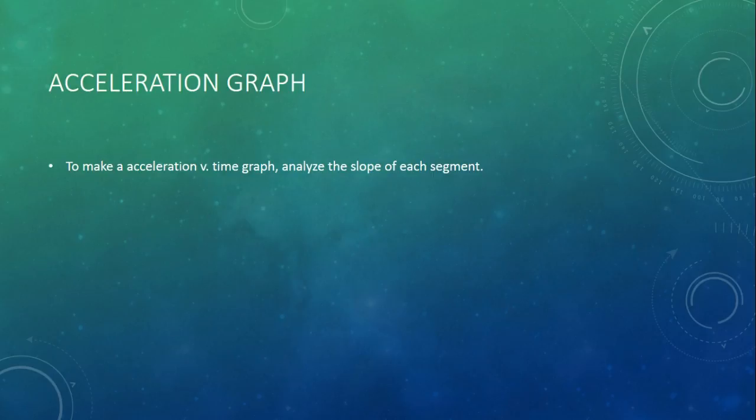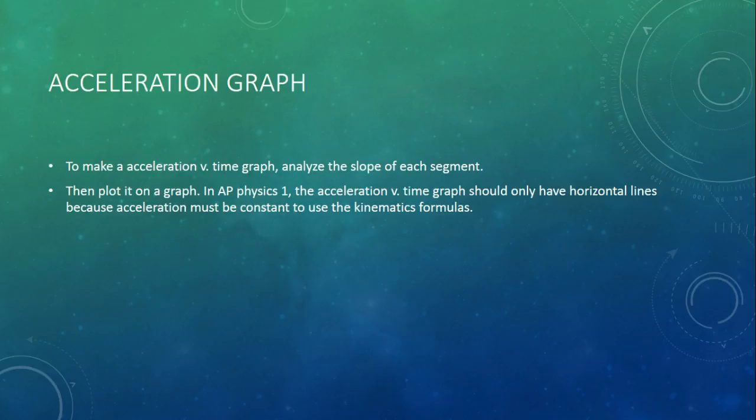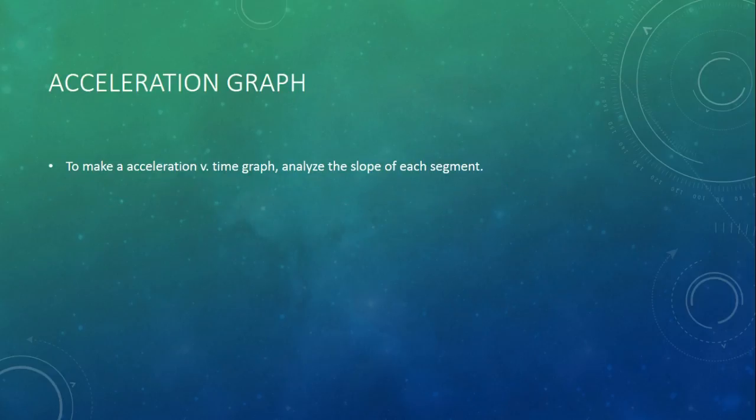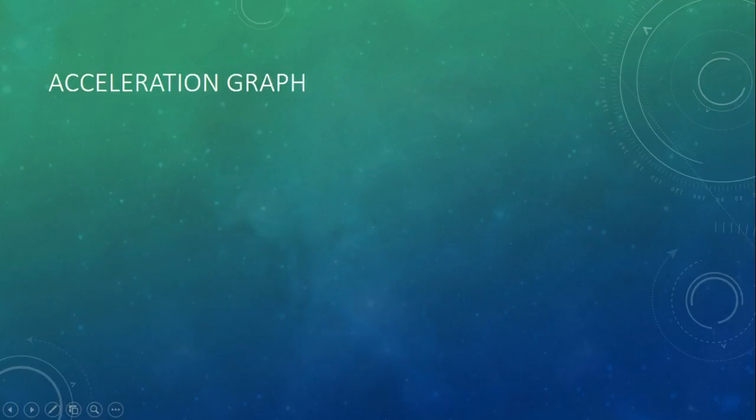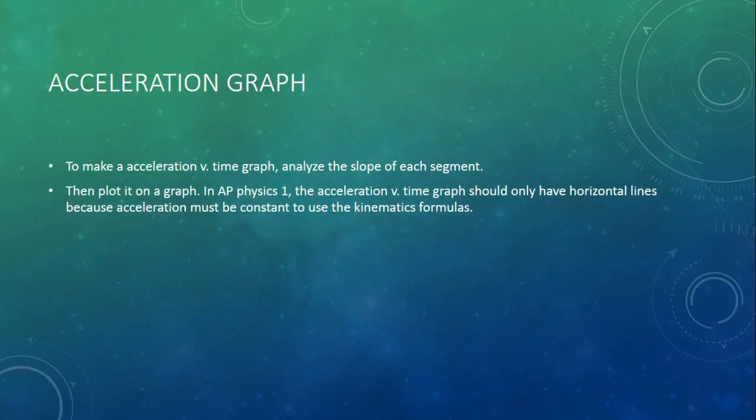We have to analyze the slope of each segment. So if we go back to this graph here, we have four different segments. They each have their own slope, so we have different slopes. So we have to analyze each segment's slope to make this graph.